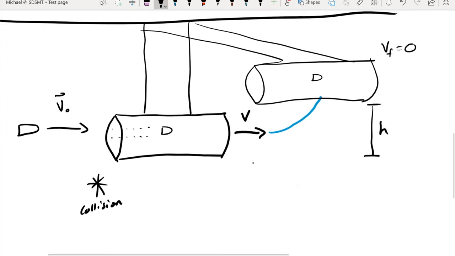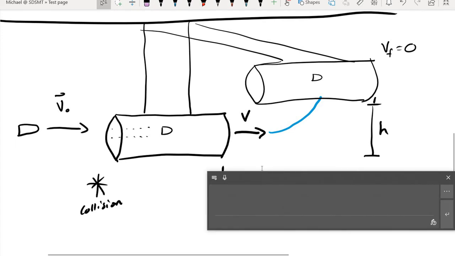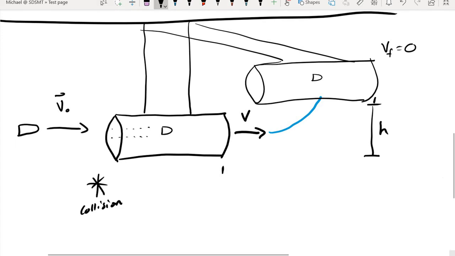But from this point to this point, there is no collision. The collision has already occurred. The collision is over with. The only thing that's happening now is a displacement. The log and the bullet are moving together from one location to another.